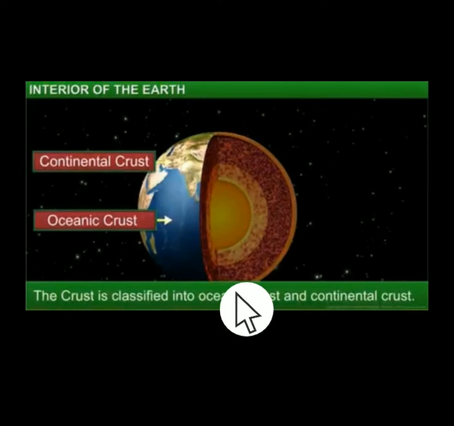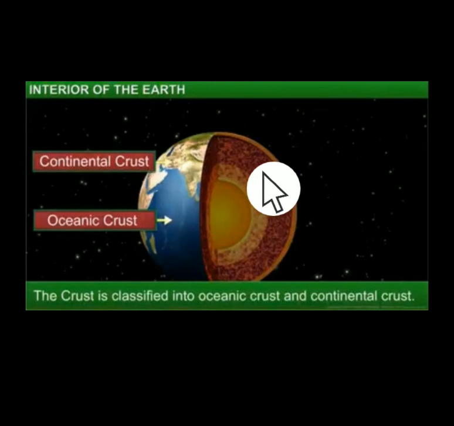Here, the oceanic crust is the oceans we see, and the continental crust is the continents. We have seen the 7 continents in the introduction lesson. We can see that in the outermost layer, in the crust. My dear students, that is the continental crust.